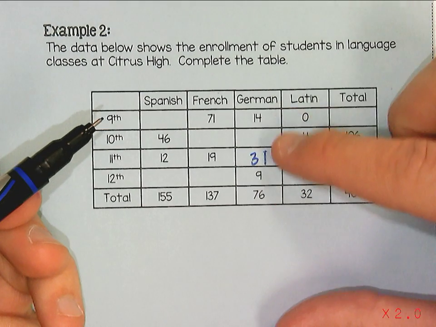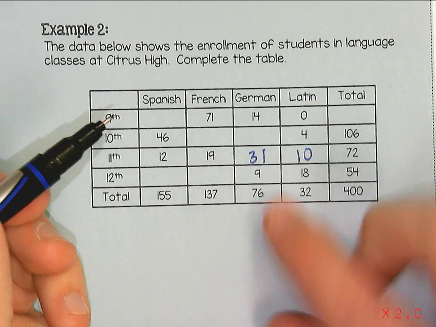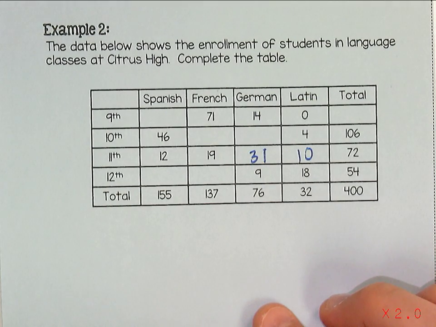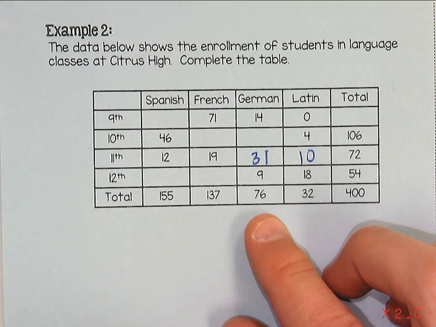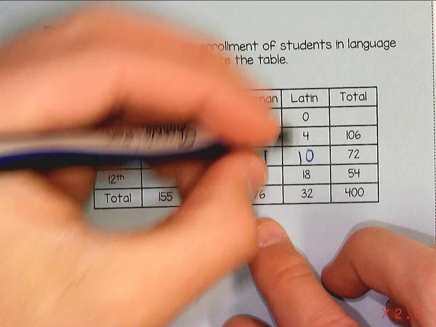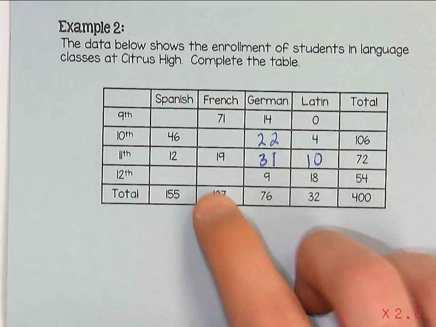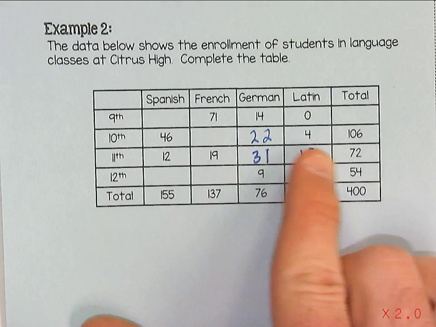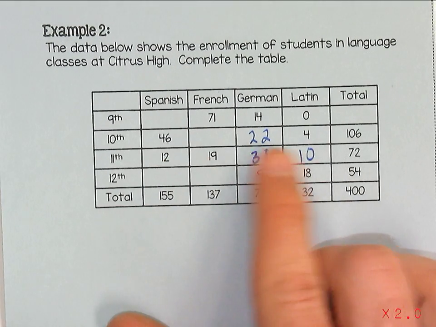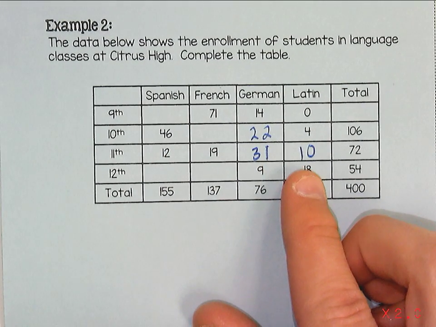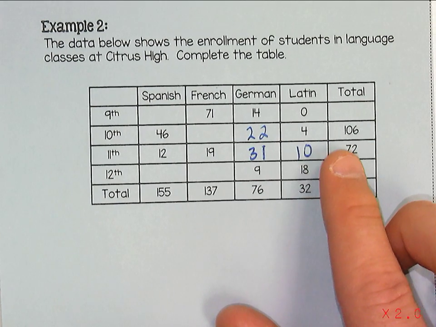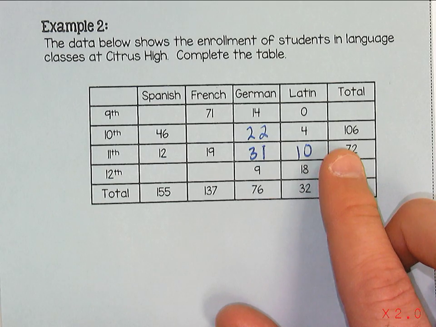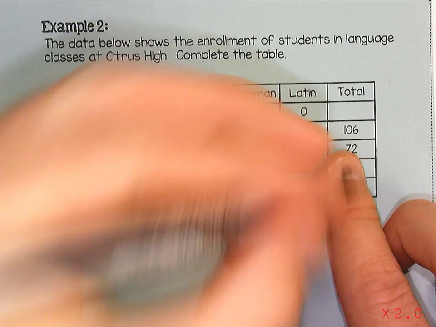So now let's go down the German column. I'll add 14, 31, and 9. Using a calculator is okay here. I get 54. So 76 minus 54 is 22. Now I'll go across the 10th grade row here. 46 plus 22 plus 4. And I'm going to subtract that from 106. So 106 minus 72. That's 34.